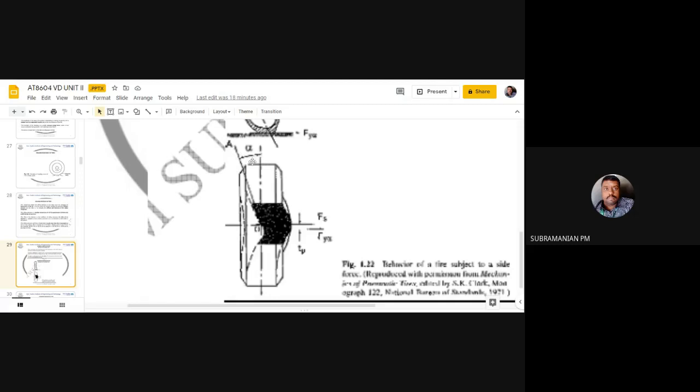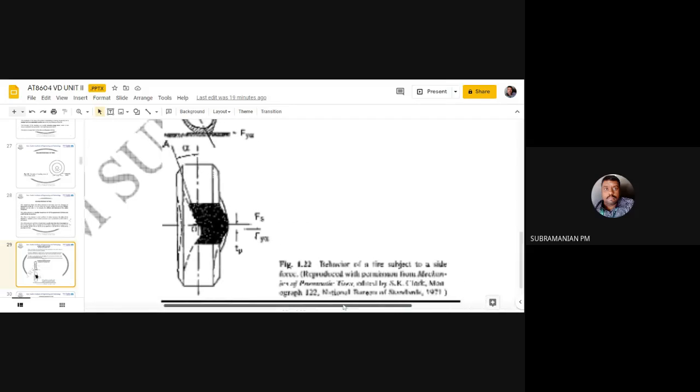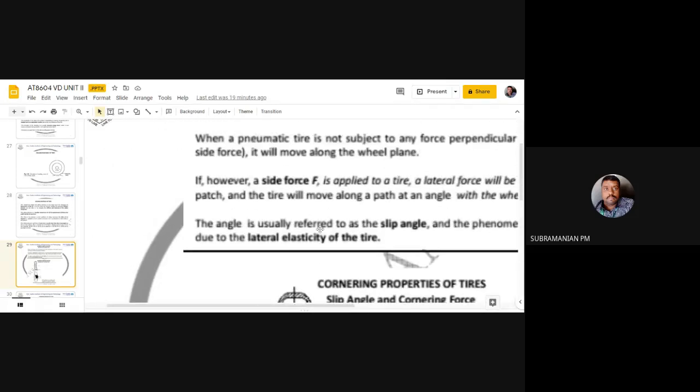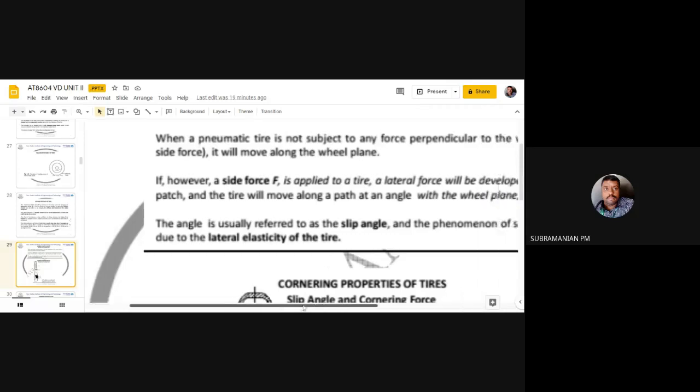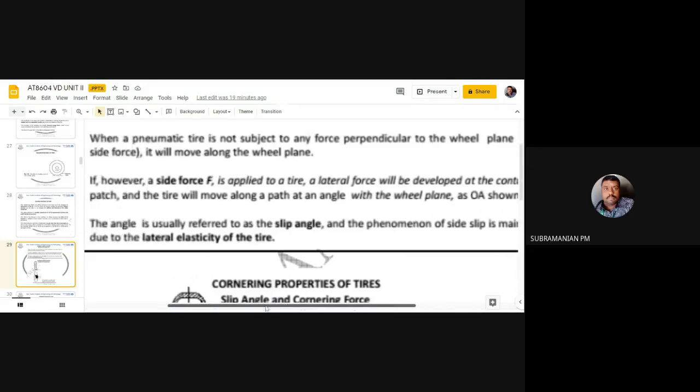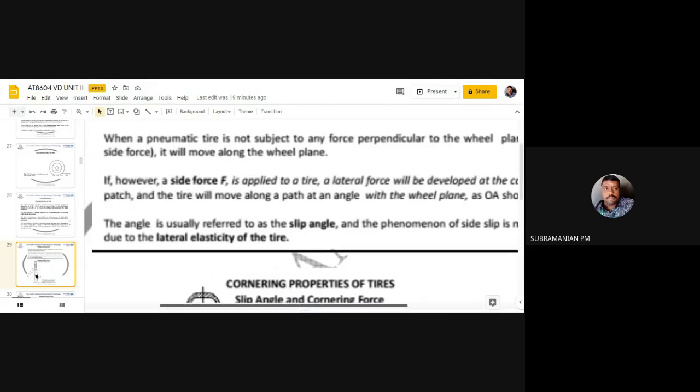The angle where the tire is moving, where it has to move, is known as slip angle. Okay, so you have to remember this sketch for understanding slip angle. The tire will be moved along a path making an angle with the wheel plane. The actual path of the tire making an angle with the wheel plane, that angle is known as side slip angle. Otherwise, I can say slip angle.